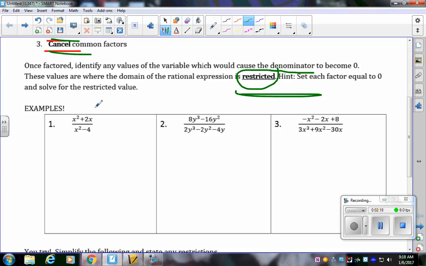So let's just really quickly do that because I want to show you the truth. Let's just say, I don't know, let's plug 3 in for x. I just picked a value. If I substitute 3 in here, I get 9 plus 6, which is 15. So my numerator would be 15. In my denominator, if I substituted a 3 in, I would get 9 minus 4, which is 5. And I can reduce that to 3.